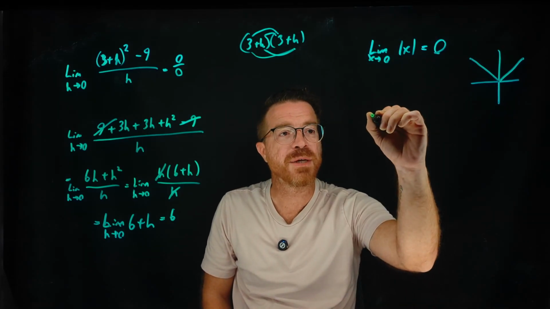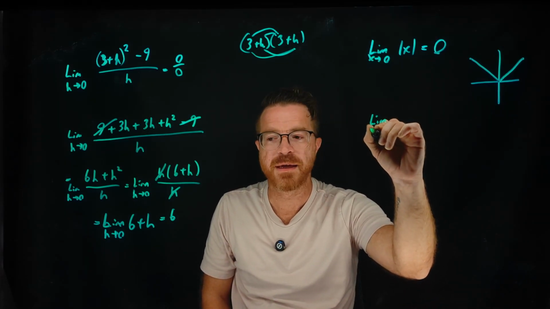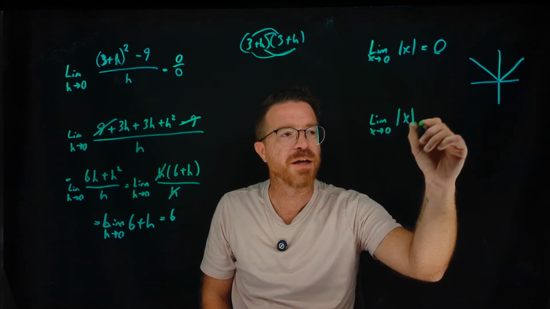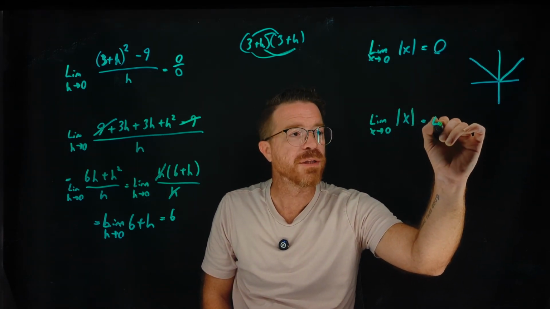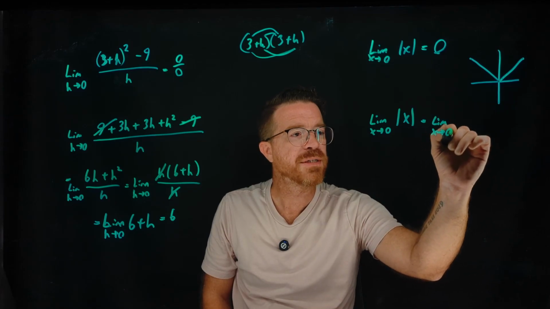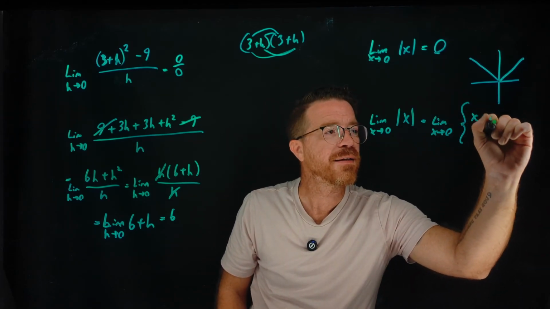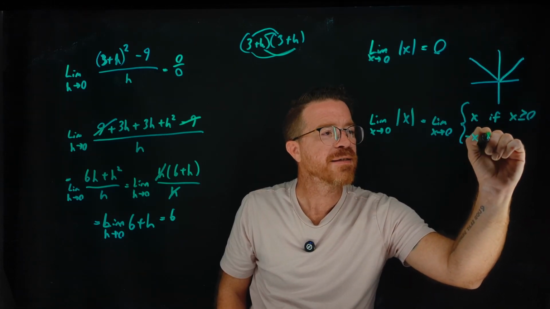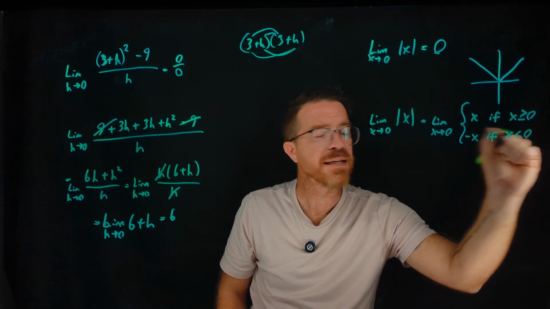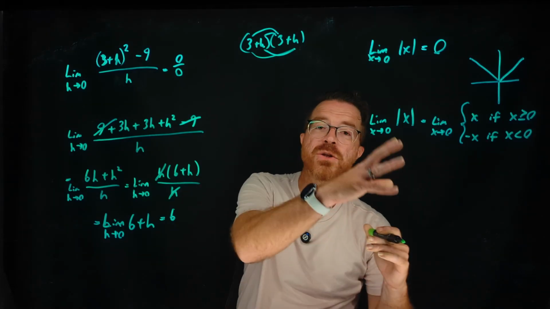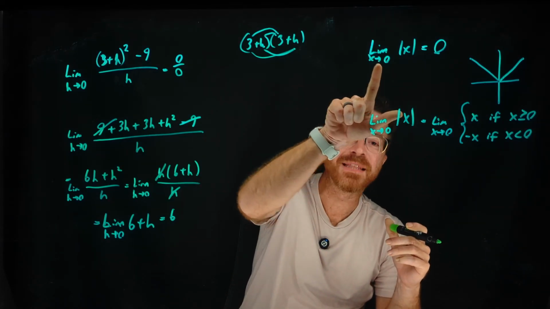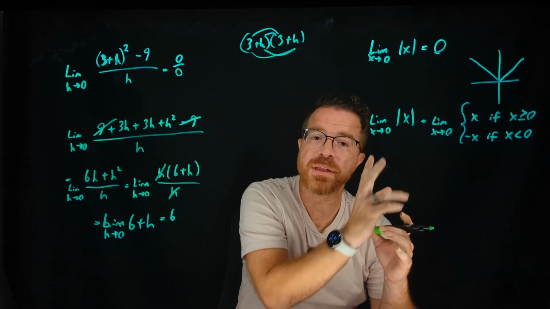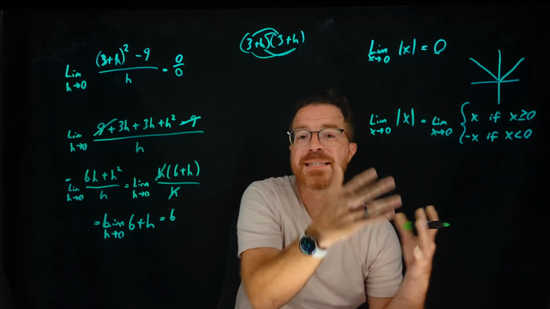So this means that when we take the limit as x approaches 0 of the absolute value of x, this is going to be equal to the limit as x approaches 0 of x if x is greater than or equal to 0, and negative x if x is less than 0. So we're going to look at the limit from both sides to prove that this is true. Because remember, our idea is that if the limit from the left is equal to the limit from the right, and they're both equal to 0, this statement would be true.